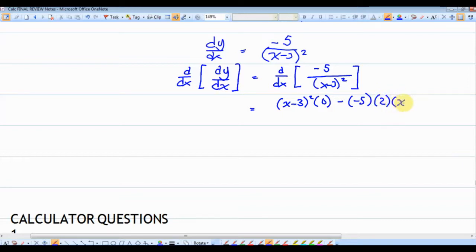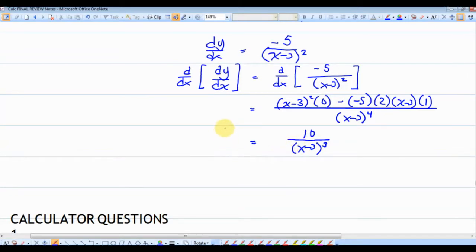2 times x minus 3 times 1, over x minus 3 to the 4th power. Okay, well, good. This whole thing cancels out. We have negative 5, so positive 5 times 2 is positive 10. So that's 10. One of those x minus 3's cancels out. That's x minus 3 to the 3rd power. Actually, that's not that bad of a quotient rule. Sometimes it goes horribly wrong.